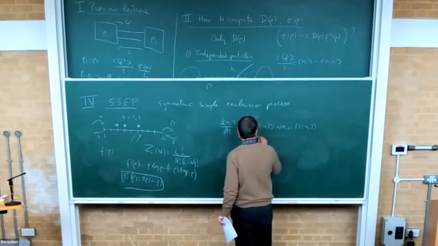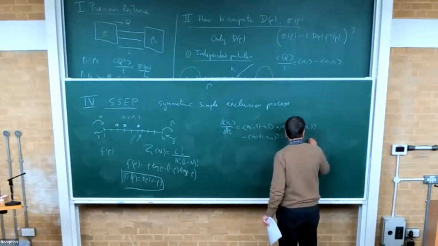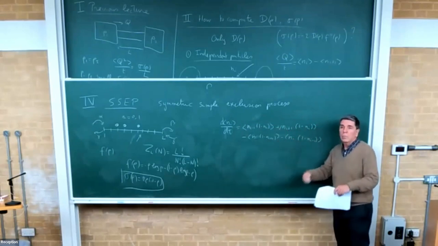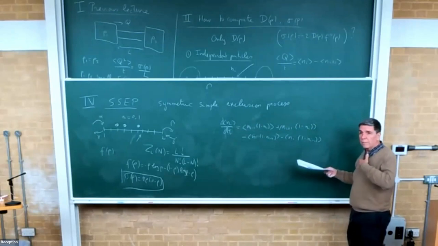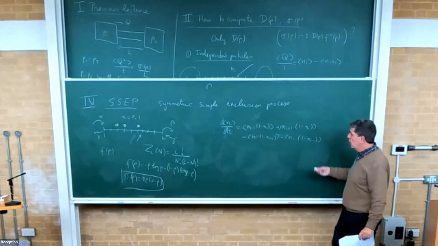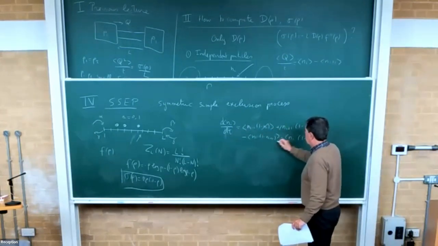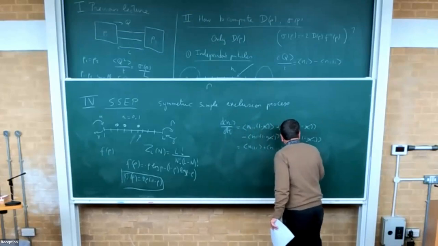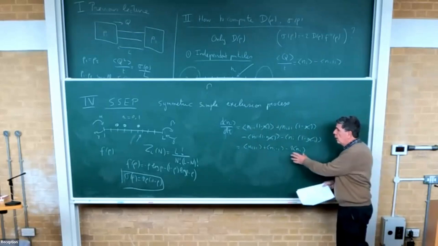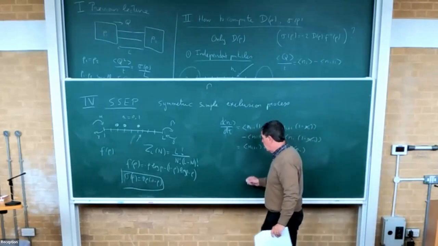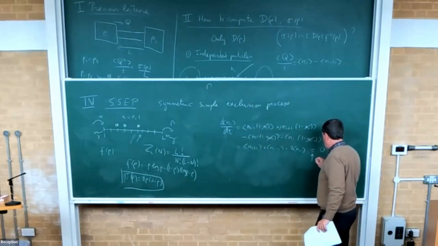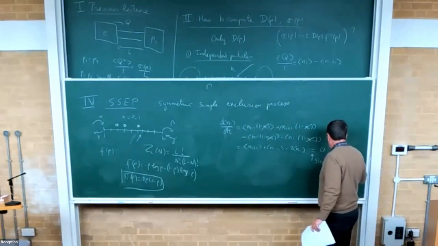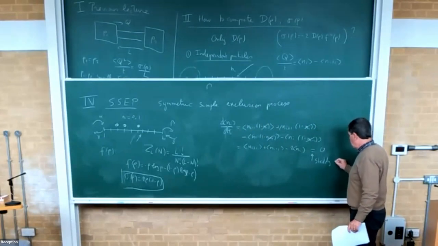You can start with an arbitrary configuration, and then if you average over the process, you will get that. And we are lucky here that the nonlinear term, in fact, cancels. So in fact, at the end, you get n_{i+1} plus n_{i-1} minus 2 n_i. Okay, so this is what you get. And in the steady state, this is 0. So if I wait for very long, then you have no change anymore.